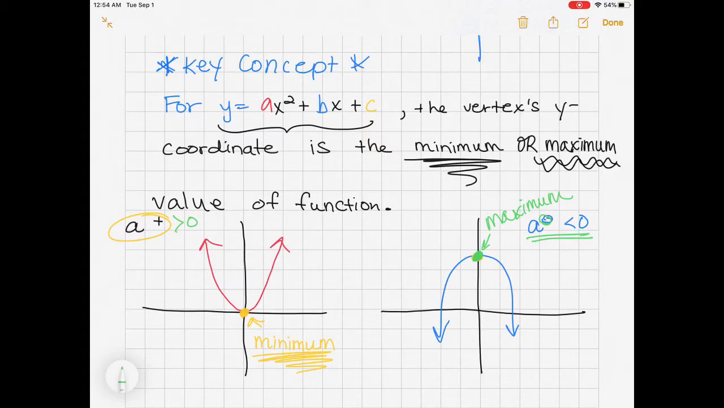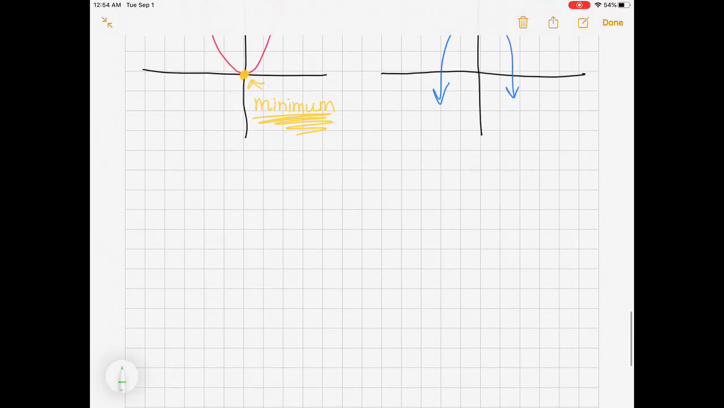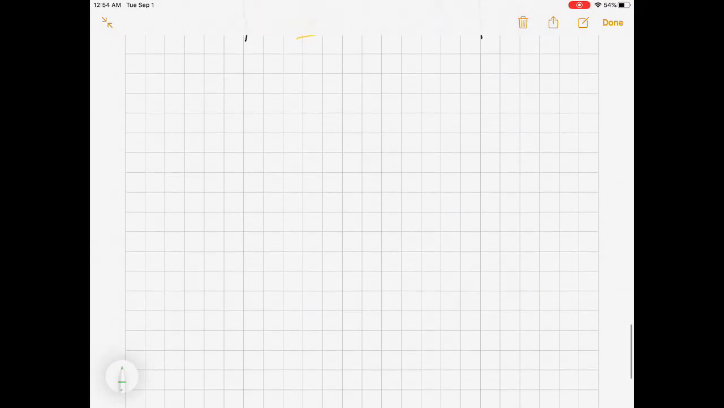So why do we care about this? Why is this a big deal? Well, here's why this is a big deal. We use this all the time in real life, in business especially. So here's when we would need to say whether or not something is a maximum or a minimum value.